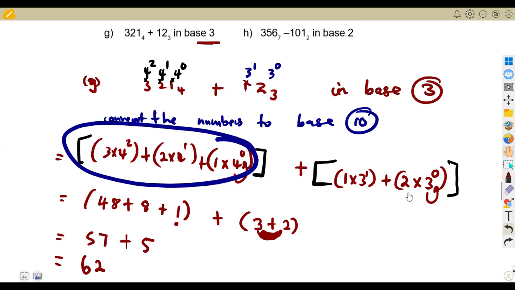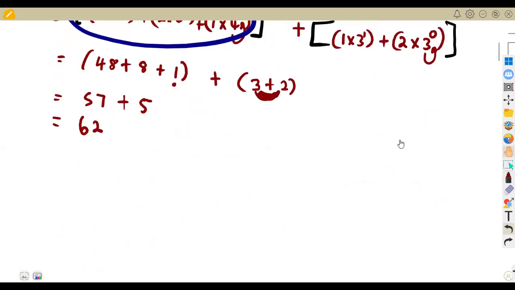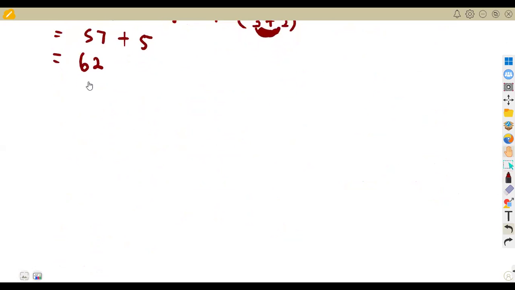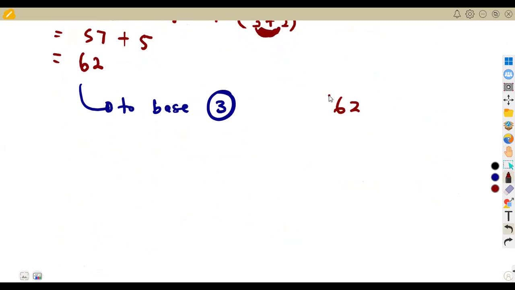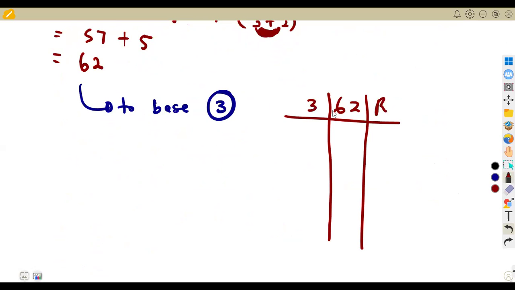So we have to convert now our final answer, 62, to base 3. So this one we convert to base 3. Okay, so to base 3, what are we going to have? 62 to base 3. We divide throughout by 3, noting our remainders down. So let's divide by 3.